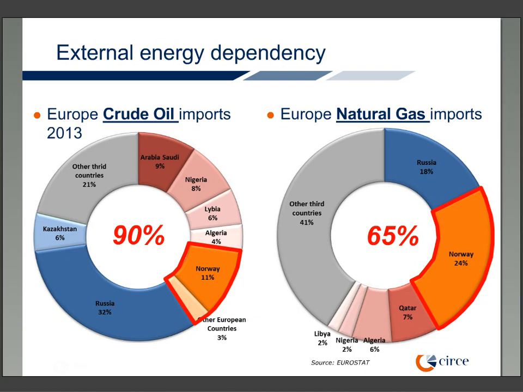In the case of gas, its dependency is quite lower. Nevertheless, it reaches a significant 65% in 2013, slightly decreasing from 66% in 2012. Only the Netherlands and Denmark are net exporters of gas, while in 16 member states, energy dependency is higher than 90%.